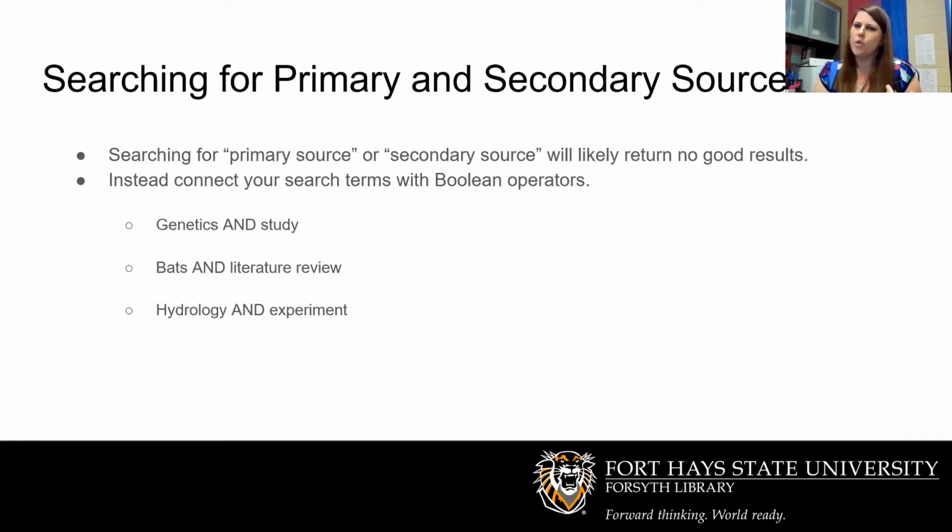And so creating a search phrase that's something like genetics and study or hydrology and experiment. Those are going to return results that are more likely to be primary sources. You're still going to have to go read the source and look at some different things to determine for certain what you have. But if you're looking for a secondary source, something like and literature review should help you with that. So now that we've got those definitions out of the way, we're going to go out into the wild and we're going to try this.